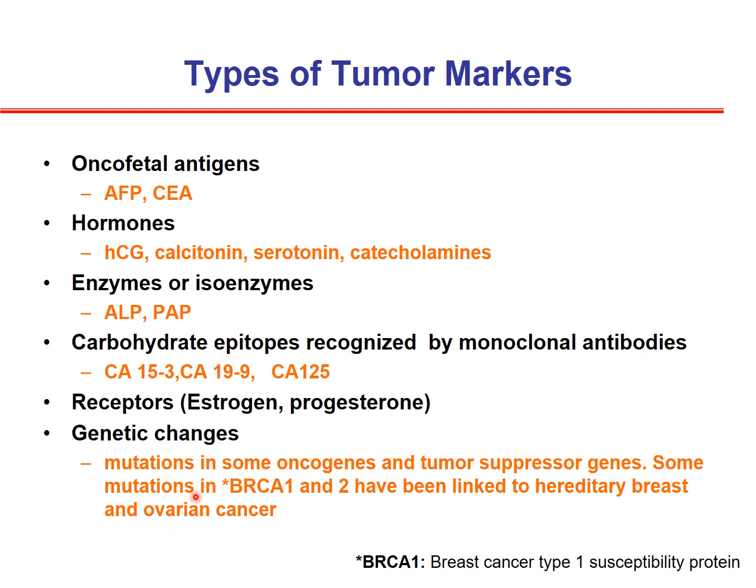Some mutations, for example, in the breast cancer type 1 or 2 susceptibility proteins, are linked to hereditary breast or ovarian cancers. These genes are important in the DNA repairing mechanism and in cleaning those cells that are affected.